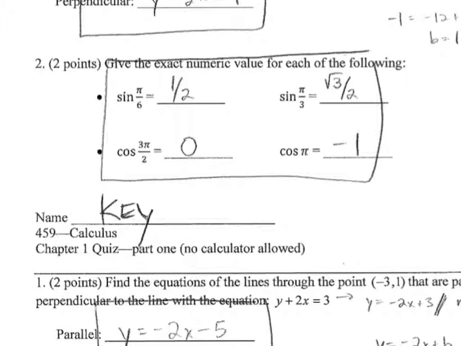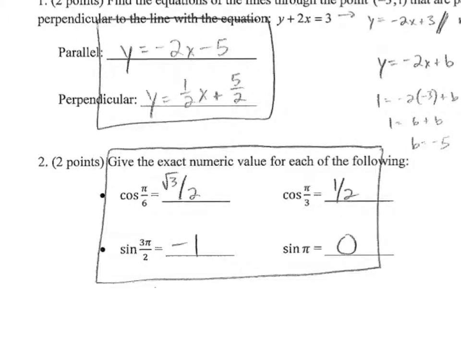Otherwise, my recommendation is make sure that you really understand the 30-60-90 relationships and the 45-45-90 relationships that you would have learned in geometry. Those are very helpful details to review. But in this case, you'll see the values that are given. You could just as easily look them up yourself. If you have this version of the quiz, then it's cosine of pi over 6, sine of 3 pi over 2, sine of pi, and cosine of pi over 3 that you had to find.